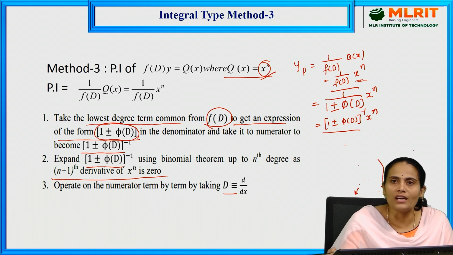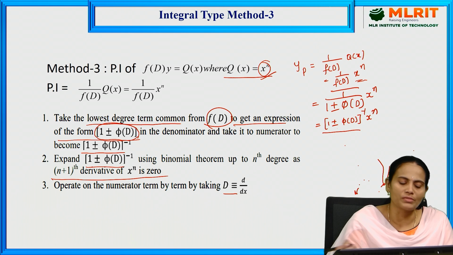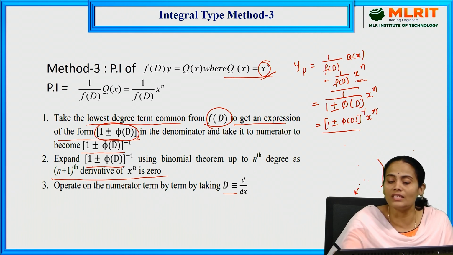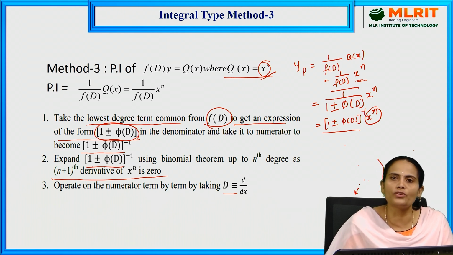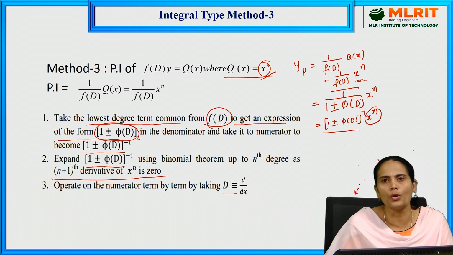We take only up to the nth degree terms because the n plus 1th derivative of x to the power n is 0. Then you operate on each and every term of the expansion, that is, you differentiate, where D stands for d by dx. That gives the yp when the given function Q of x is a polynomial.